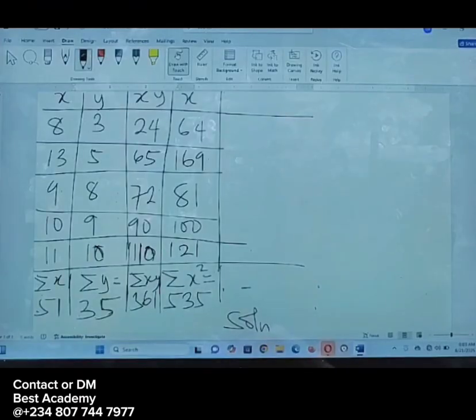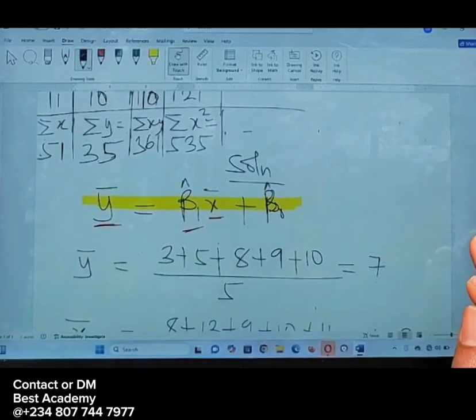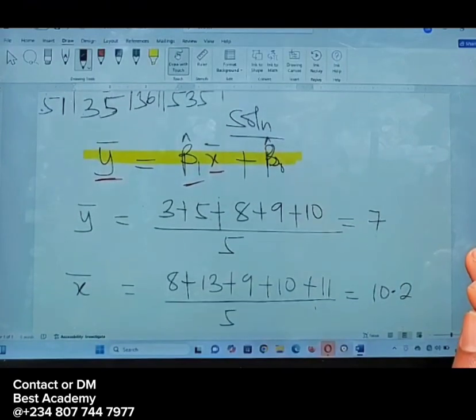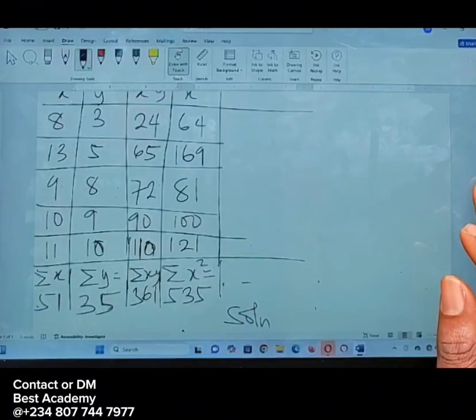So it's now left for us to replace the values in our formula. So now let's replace the values in the formula there. Okay, before then, let's just write down the values, please.